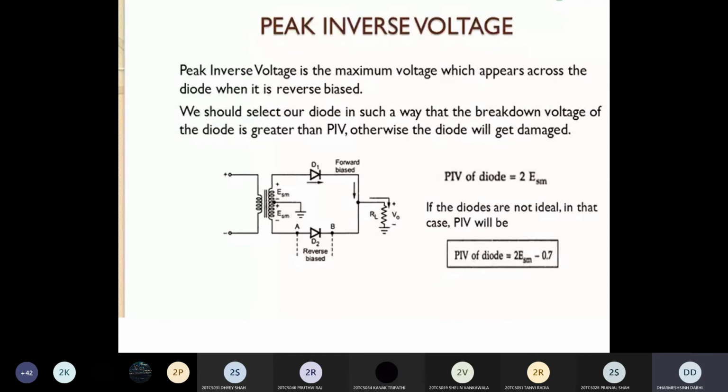So as we know, as the rating of the diode increases, what will happen? Its cost increases. Clear? So that is one of the disadvantages of this full wave rectifier as compared to the half wave rectifier. Cost is increased because we use two diodes, as well as the rating of the diode is more than the rating we require in the half wave rectifier circuit.